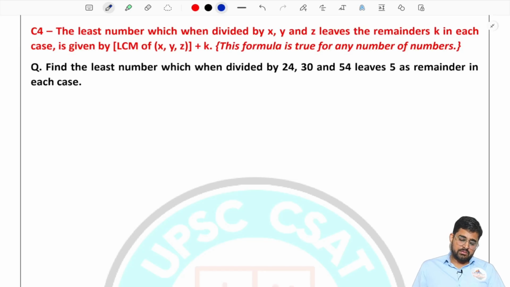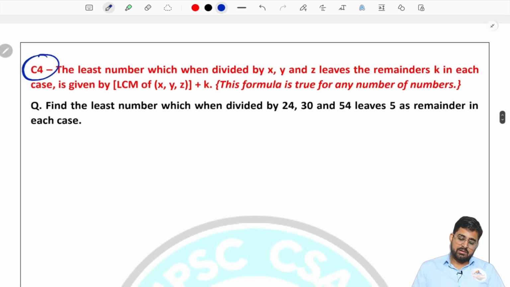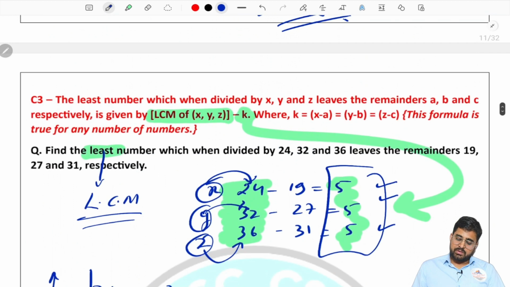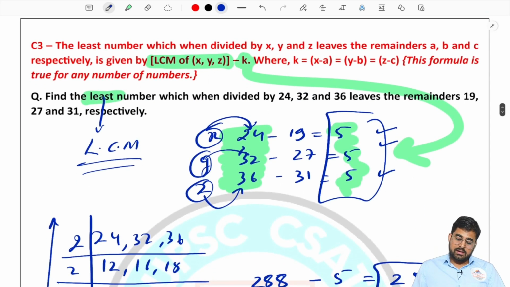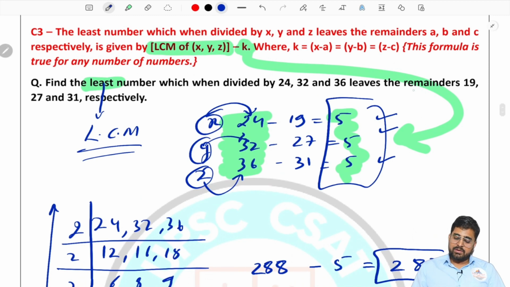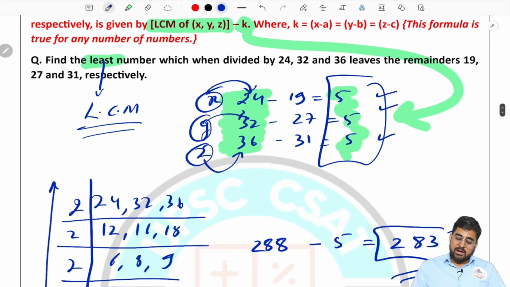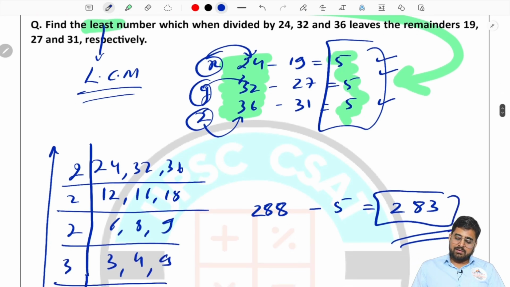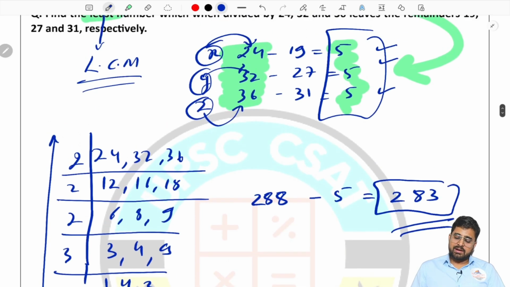Now let us see concept number 4. In concept number 4, this is the least number which when divided by x, y and z leaves the remainder k in each case. This concept is similar to concept number 3 itself. In concept number 3, we subtract the remainder from the number itself, and then we check whether the differences that come after the subtraction are common or not. If they are common, then we take the LCM and subtract the extra one.